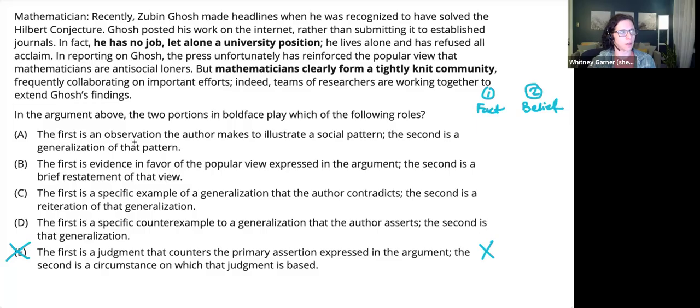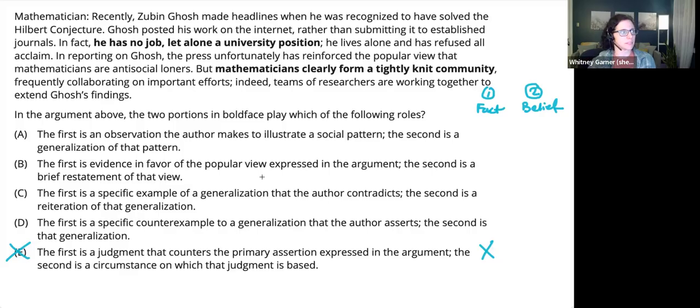The first is an observation the author makes to illustrate a social pattern. It's evidence in favor of a popular view. It's a specific example of a generalization that the author disagrees with. It's a specific counterexample to a generalization that the author asserts. Okay, I'm sorry, but that's a lot. Understanding the first goal is really complicated.